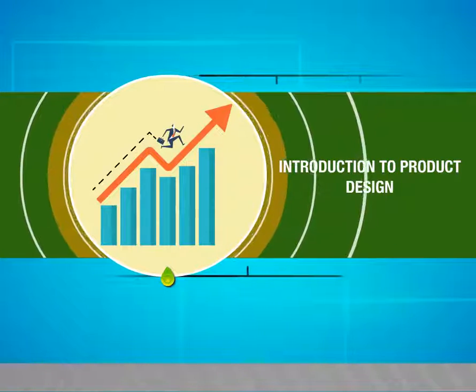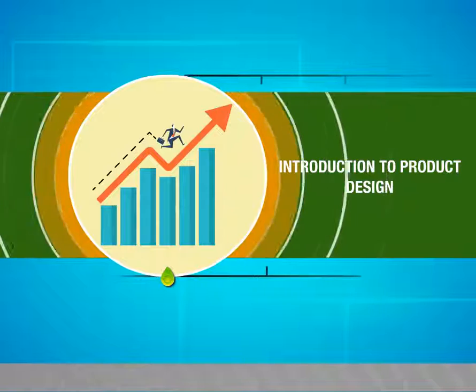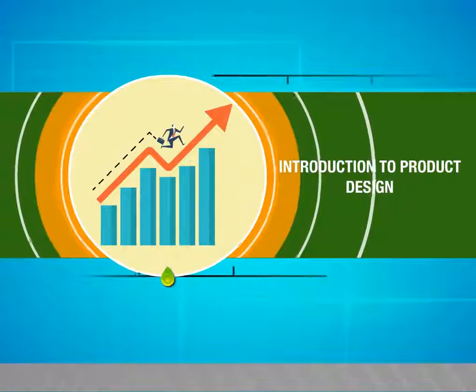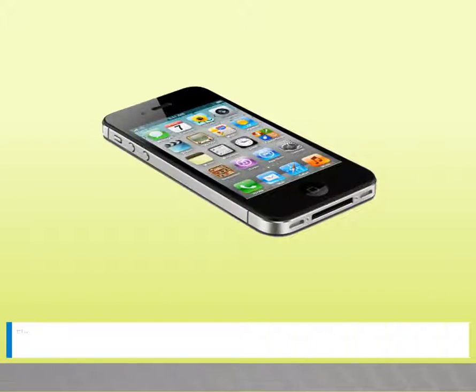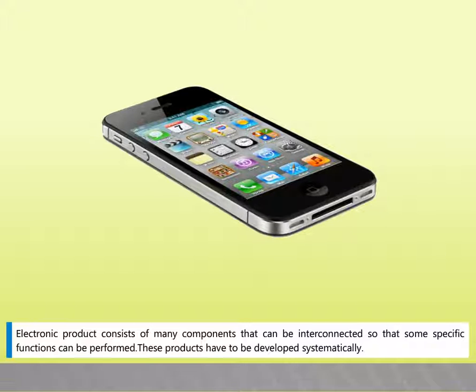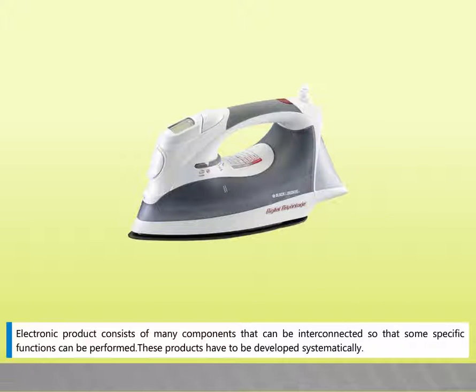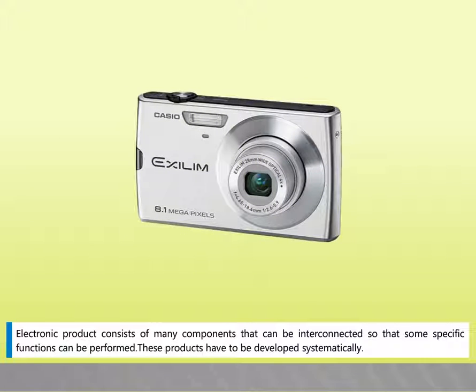Introduction to Product Design. In this video, we are going to see Introduction to Product Design. An electronic product consists of many components that can be interconnected so that some specific functions can be performed. These products have to be developed systematically.